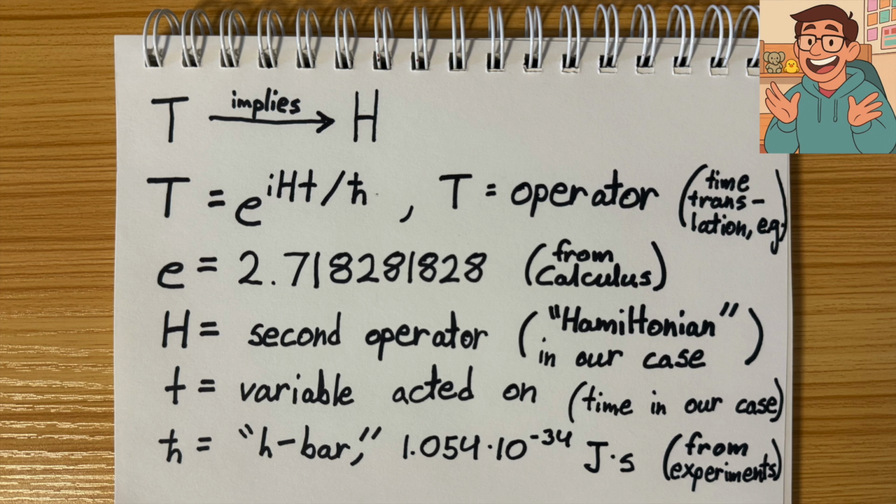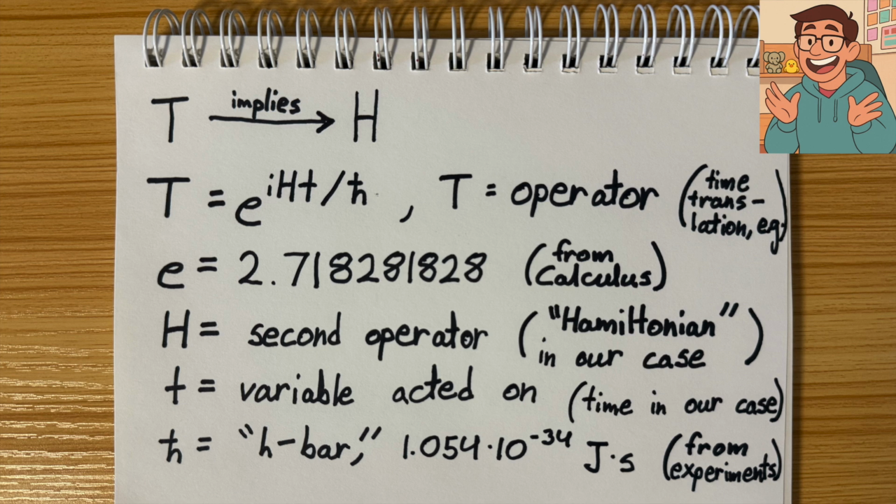Big T, as mentioned earlier, is an operator. For our example, we chose it to be the time translation operator, but there are actually a bunch of different operators in quantum mechanics that we could have chosen from. e is Euler's number. It is a constant, 2.718281828, and then it goes on forever. It's a number that shows up all the time in calculus. H is the second operator. We call it the Hamiltonian. We'll return to the specifics of what it is and what it does in a moment. i is the imaginary unit. It is the square root of -1.